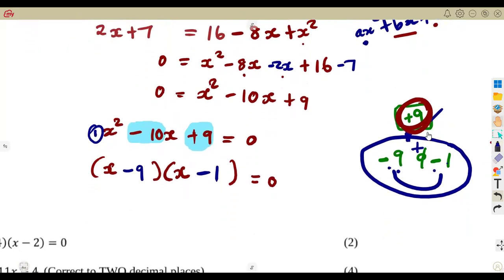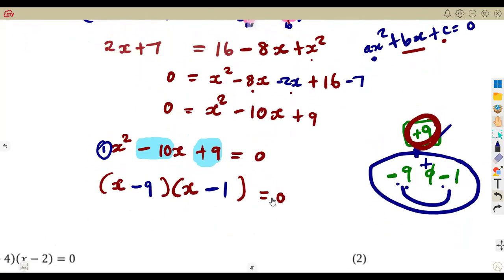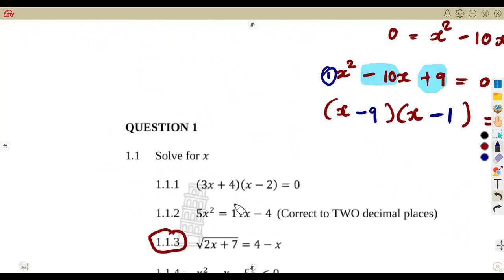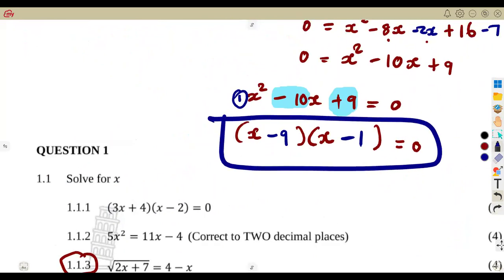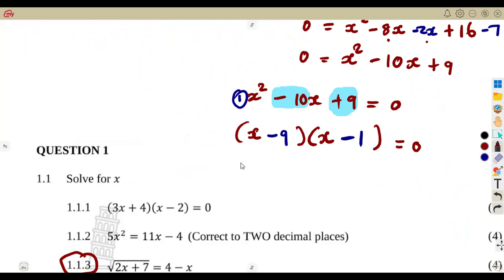Each of these brackets, as we had in question number 1, the first part, two brackets being equal to 0. Are you seeing it's a repetition? They are repeating the same thing, two brackets equal to 0. So what does it mean? One of these must be equal to 0. So x is equal to what? -9 to the other side gives us positive 9. Or x is equal to what? -1 to the other side is positive 1.